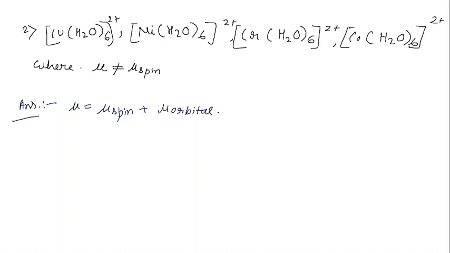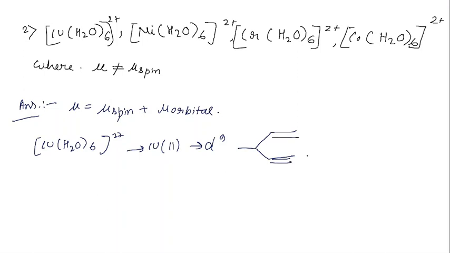Okay, then here for the copper 2, D9 system, T2G, EG. Orbital unsymmetrical distribution of electrons is not there in the T2G set. So here it is not greater than the spin only value, meaning it's not valid here.